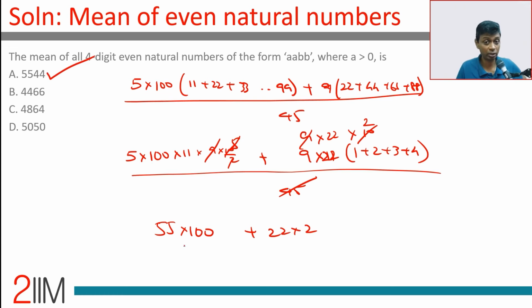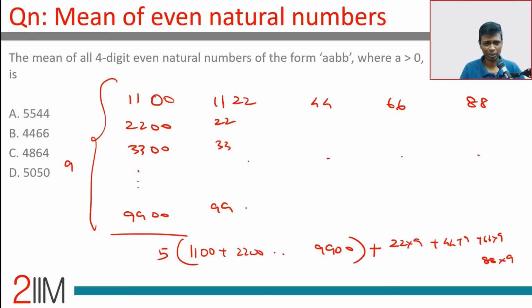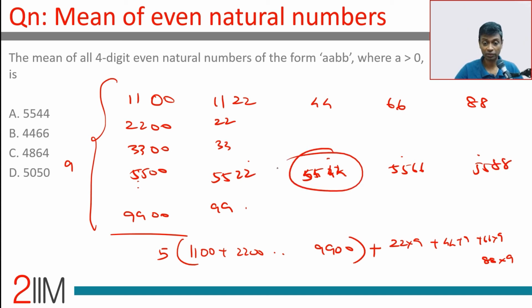Maybe there's a more elegant method of doing this. I don't know that. So, elegant method, what might it be? That's possible. The average of all of this is 5500. Average of all of this is 5544, 5566, 5588. Equal weightage, average of all of this is 5544.